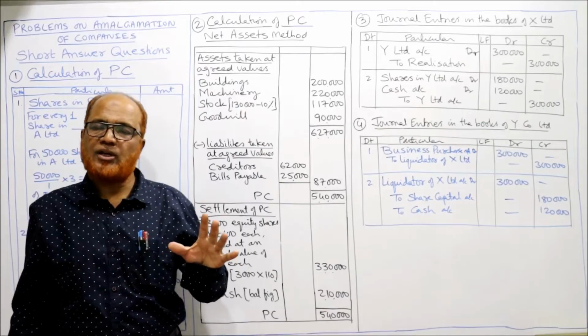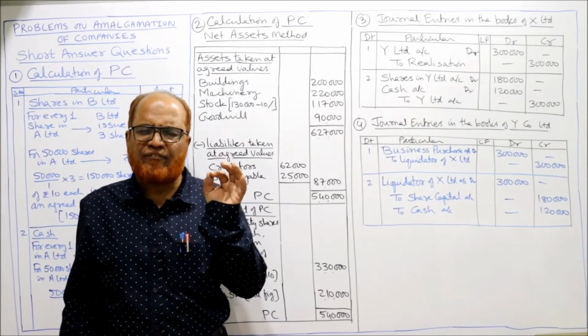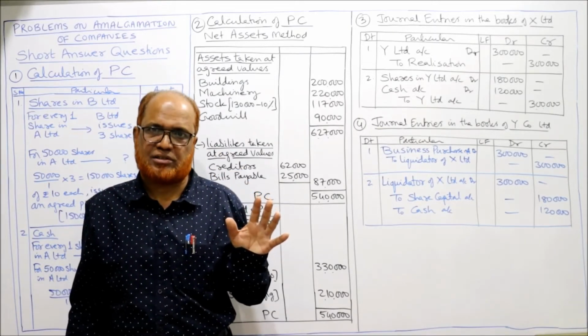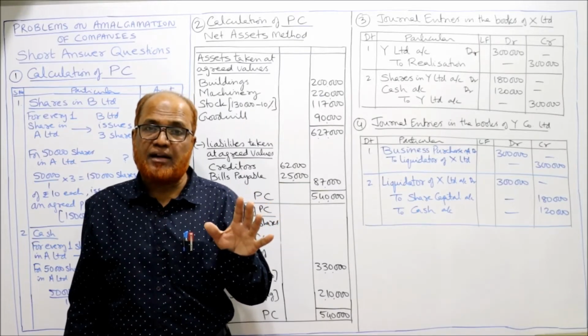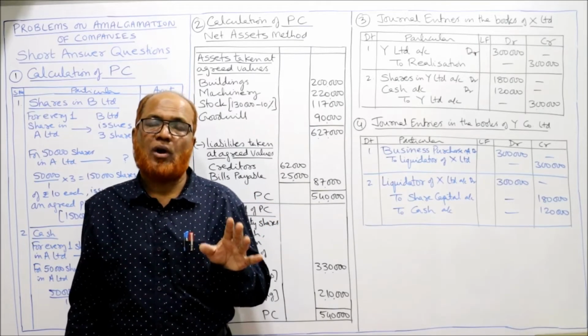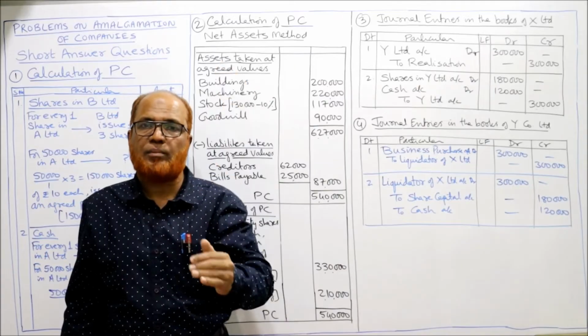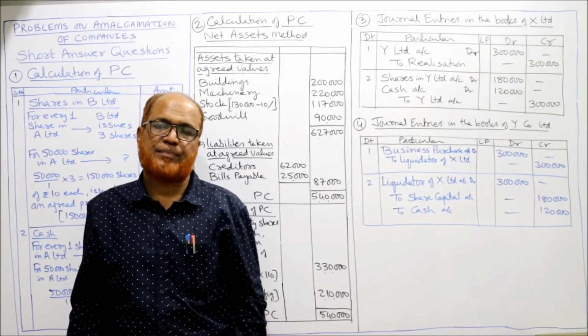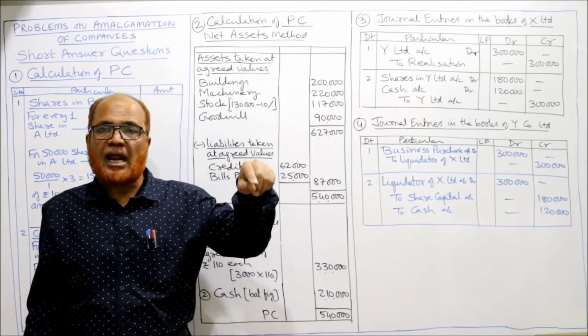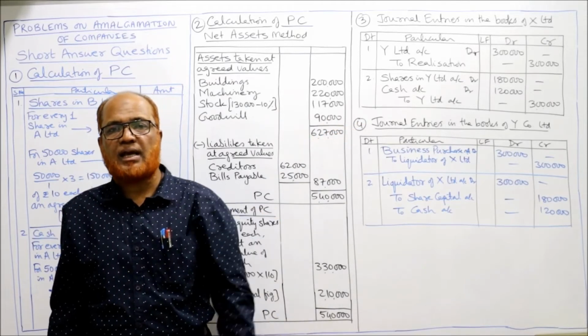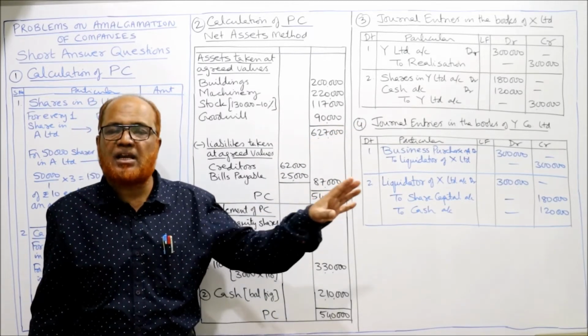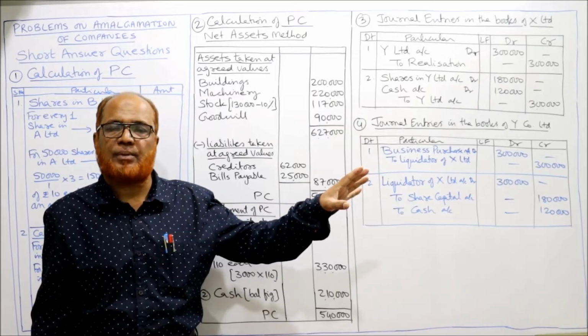Remember, already I told you in the theory video, you have to be perfect on the journal entries. Accounting entries, you must be perfect. Not only do you have to remember the entries, but also the sequence: which is the first, which is the second, which is the third. The third entry, PC due, transferee company account debit to realization. What is the name of the transferee company in our problem? Y Limited is the transferee company.